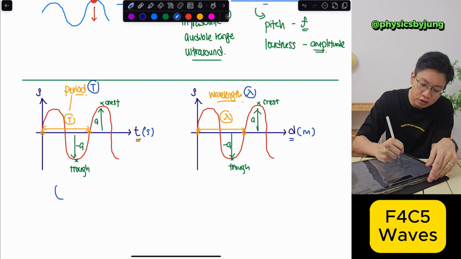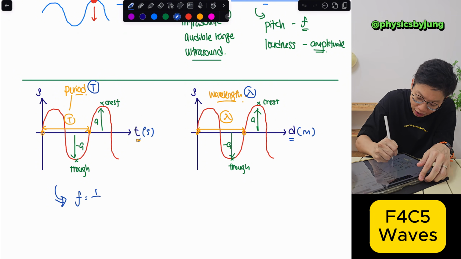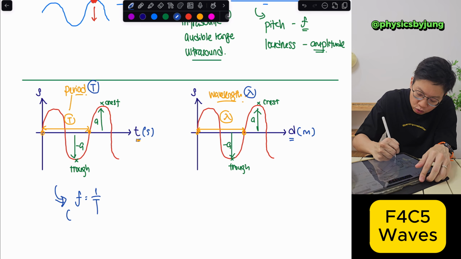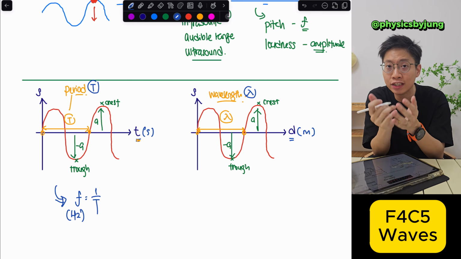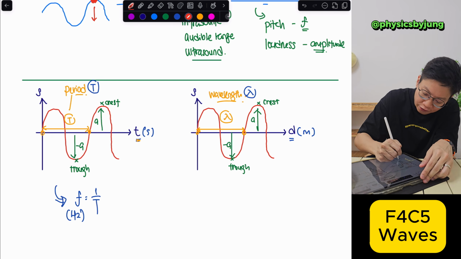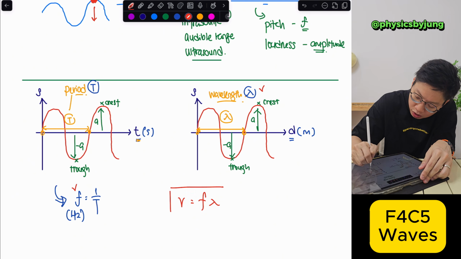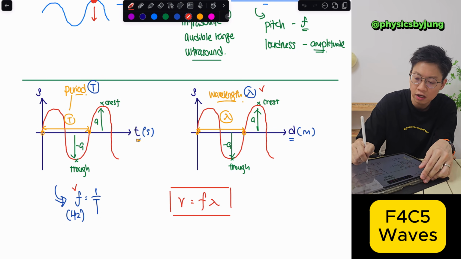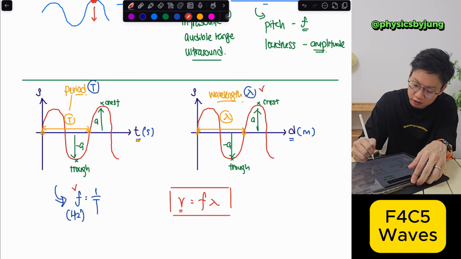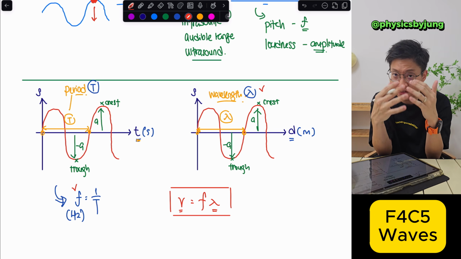Now, however, this graph has an additional bonus information. So if you use 1 divided by the time taken in seconds, you will be able to calculate the frequency measured in hertz, Hz. And if you combine the frequency here with the wavelength here, you will be able to calculate the velocity, also known as the speed of the wave, which is the frequency times the wavelength. So this is on your wave basics.